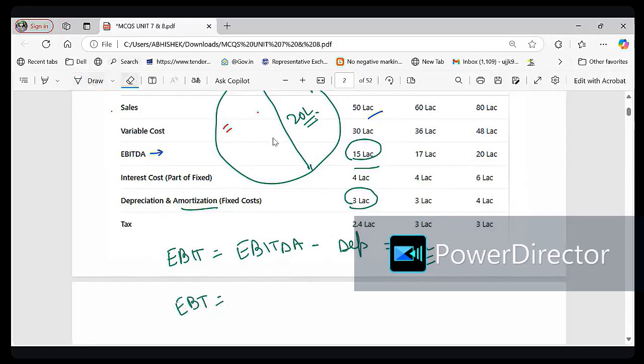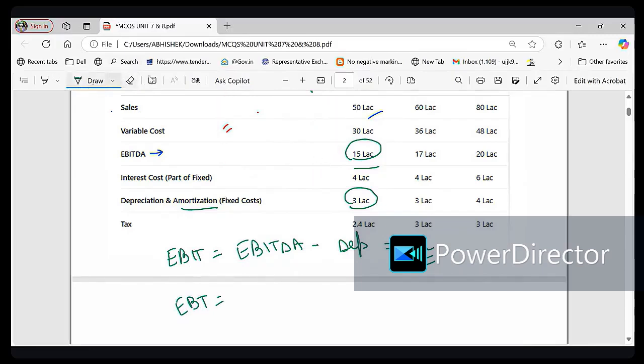right? How to calculate EBT? Please tell me how to calculate EBT. Can you calculate EBT for me? It is quite easy. From EBIT, you subtract the interest part, right? How much is the interest? You can see it is 4 lakh. This is the part of fixed cost. So what will be the EBT?